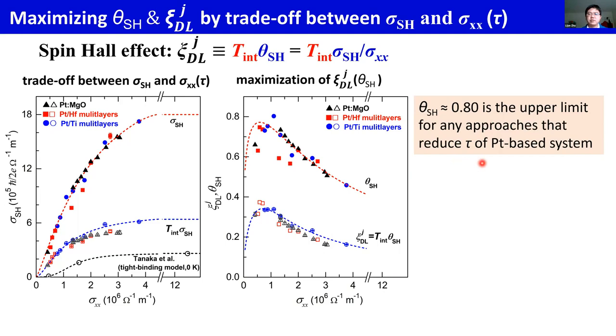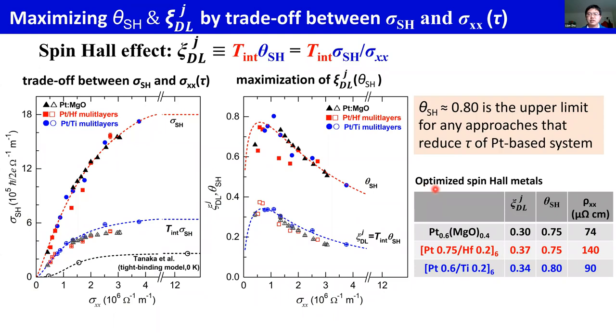Here we also establish three optimized spin Hall metals: platinum gold alloy, platinum hafnium multilayers, and platinum titanium multilayers. The spin Hall ratio for the different systems is around 0.8, and the dampinglike torque efficiency per current density varies from 0.3 to 0.4, depending on the resistivity of the system.